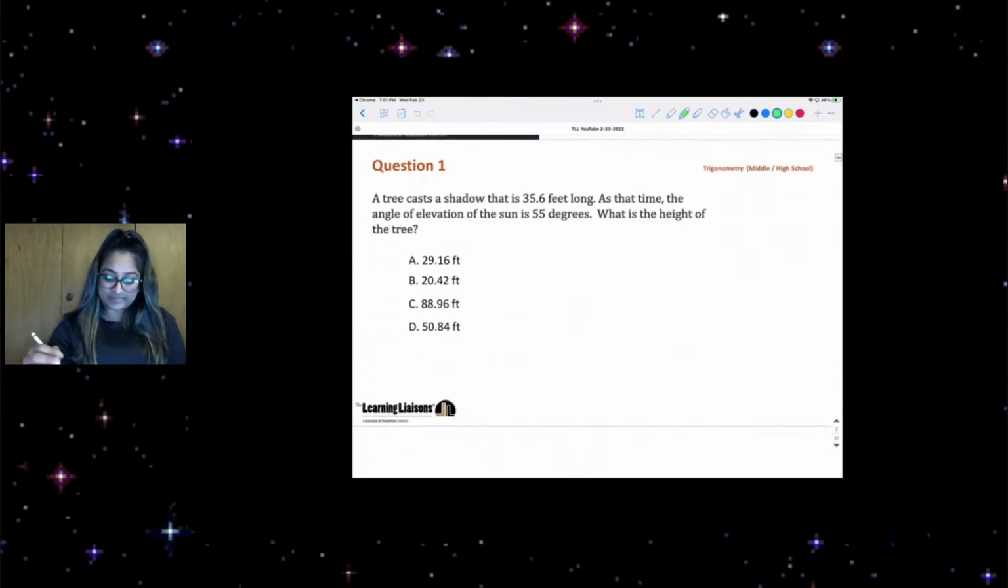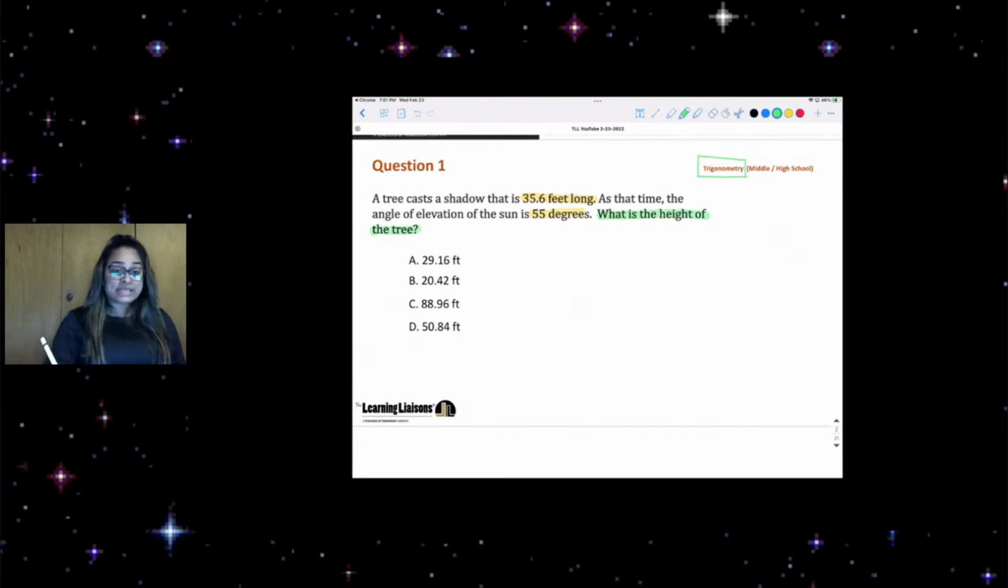Question 1 is a trigonometry question. It is middle or high school level, something that we see often. So let's go ahead and read it out. A tree casts a shadow that is 35.6 feet long. Okay, that seems pretty important. Let's highlight it. And at that time, the angle of elevation of the sun is 55 degrees. And they want to know, what is the height of the tree?